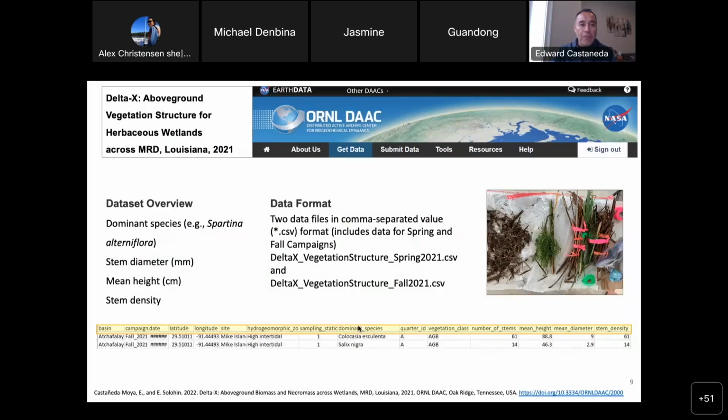This is for vegetation structure. Within each of the quadrats that we harvest, before harvesting, we assess the vegetation structure. We register the species, we measure the stem diameter, the height of the shoots, and also the stem density. And at the bottom part of the slide, you can see some of these variables that we collected.